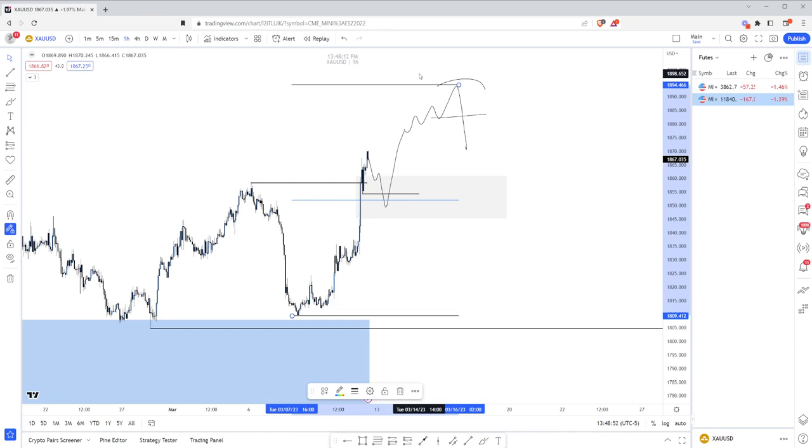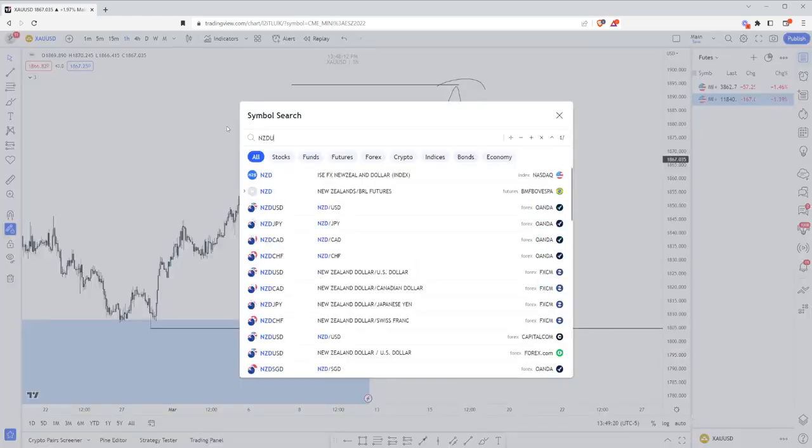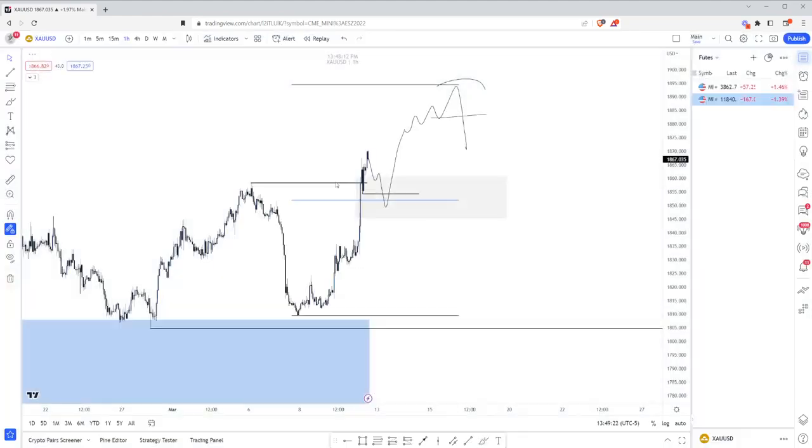I probably should start watching gold. NZD CAD 4 hour. Yeah, sure. I'm probably going to hop off after this one.